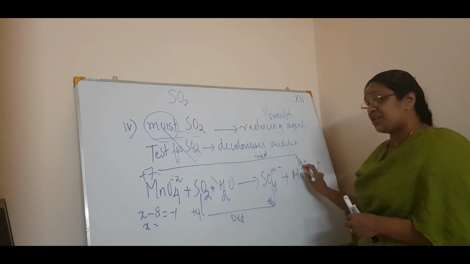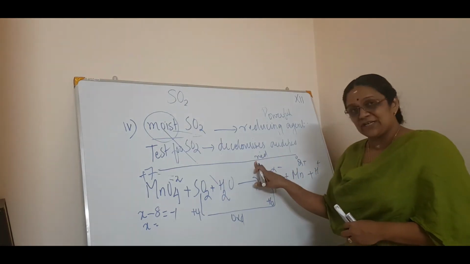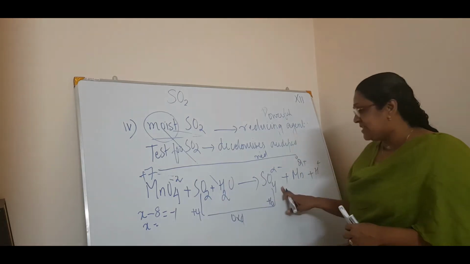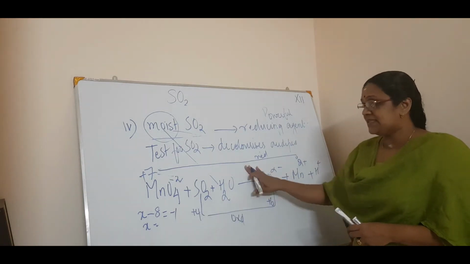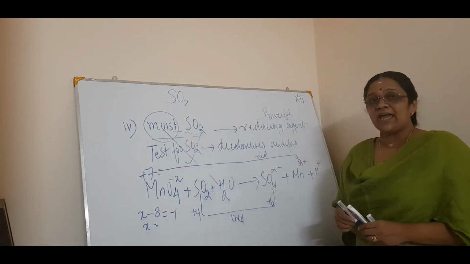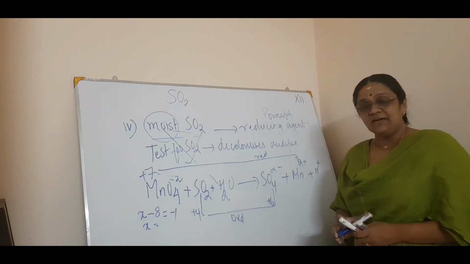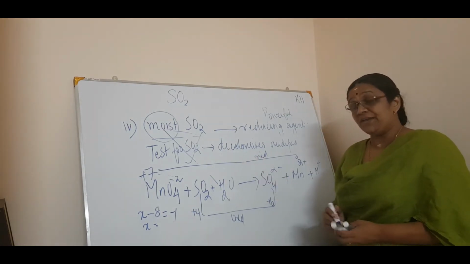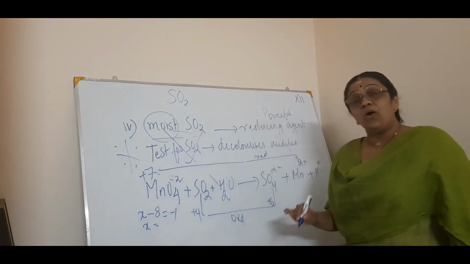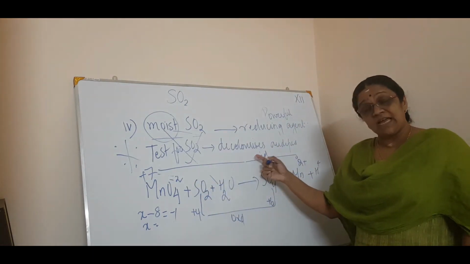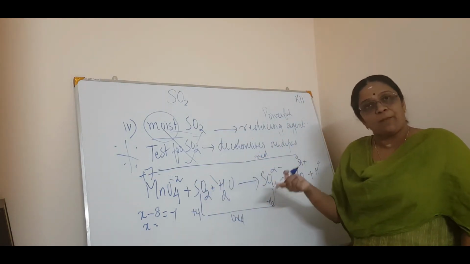That is, oxidation number decreases, which means reduction. This is increasing, which means oxidation. So this is the test for sulfur dioxide. Clear? This is very, very important. Repeated test for sulfur dioxide, or even the same test can be written for the reducing property also.